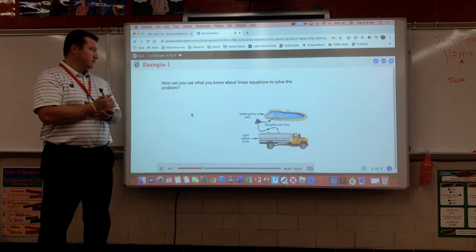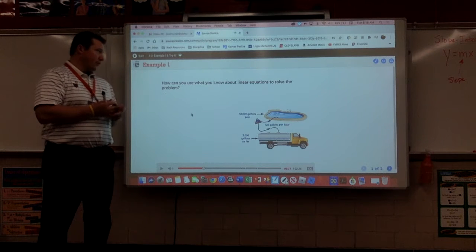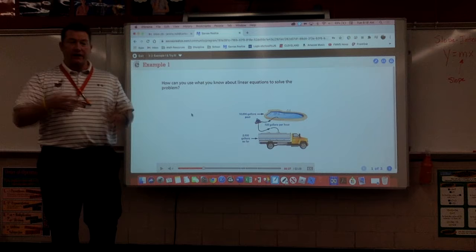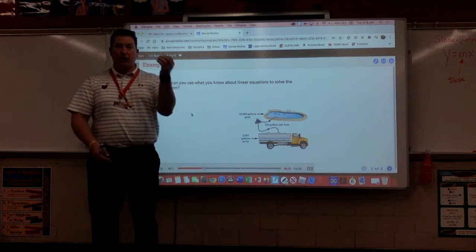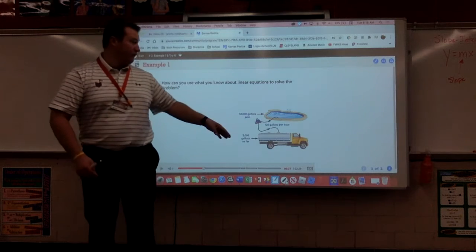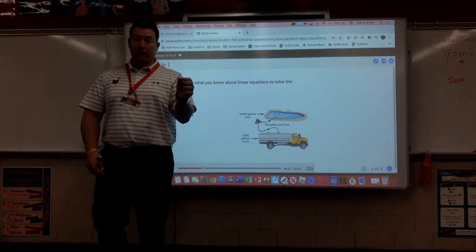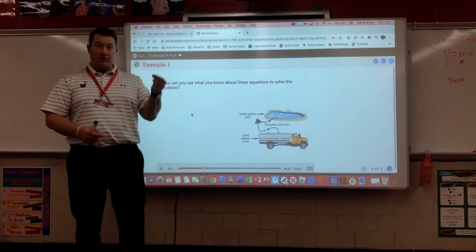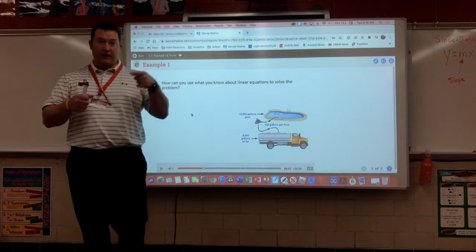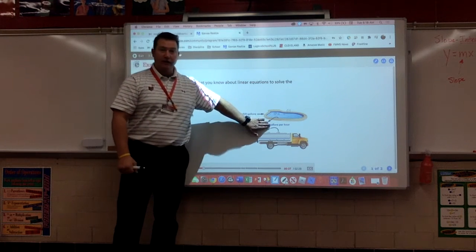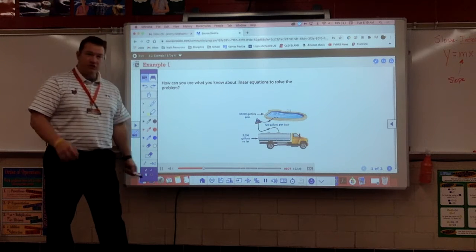How can you use what you know about linear equations to solve the problem? Well, we could probably write an equation. Guys, that's what we've been doing. So 2,000 gallons so far, there's that starting quantity, that initial value. 720 gallons per hour, there's your rate of change or your slope, right? Write me an equation in slope-intercept form. y equals mx plus b, guys. There's your slope, there's your y-intercept. Right? We should be okay here.